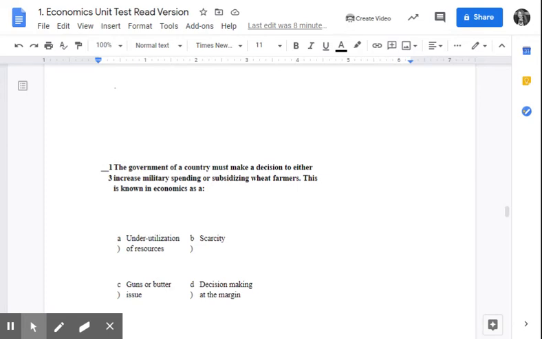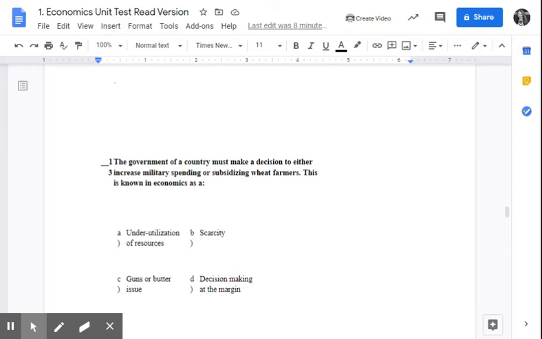13, the government of a country must make a decision to either increase military spending or subsidizing wheat farmers or ensuring consumer products are available as well. This is known in economics as A, underutilization of resources. B, scarcity. C, guns or butter issue. D, decision making at the margin.